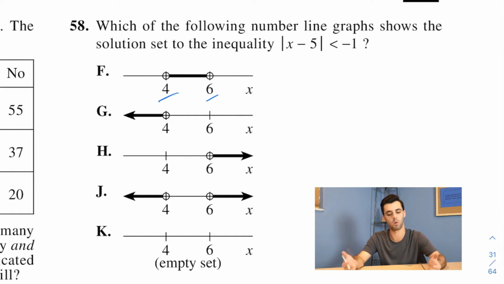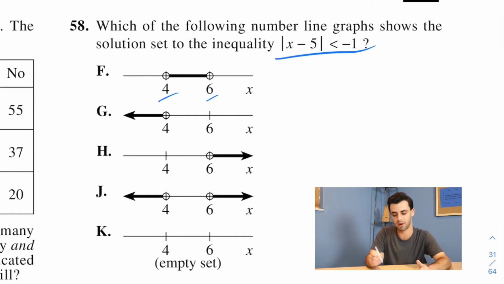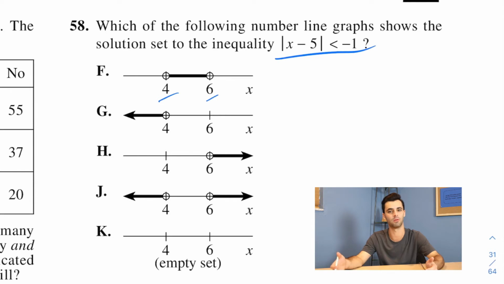But if we look back at the question, we see that it says the absolute value of x minus 5 is less than -1. And I know that absolute value can never be negative. Therefore, no matter what you plug in for x, the absolute value of x minus 5 can never be less than -1 because anything less than -1 is a negative result. Therefore, the correct answer here is K, the empty set.